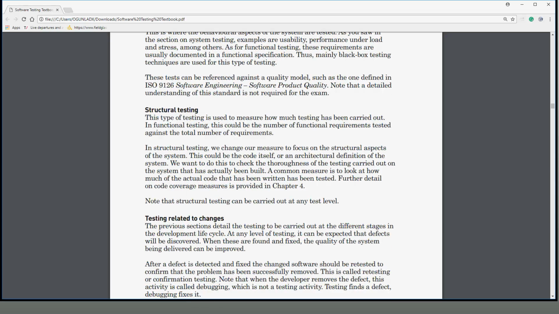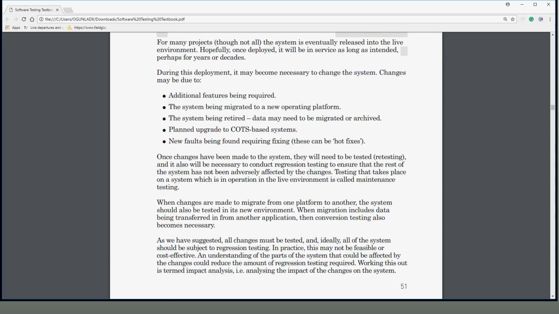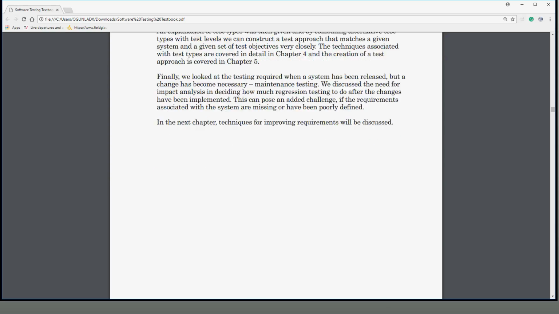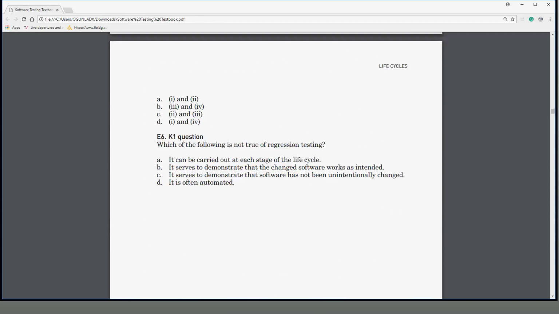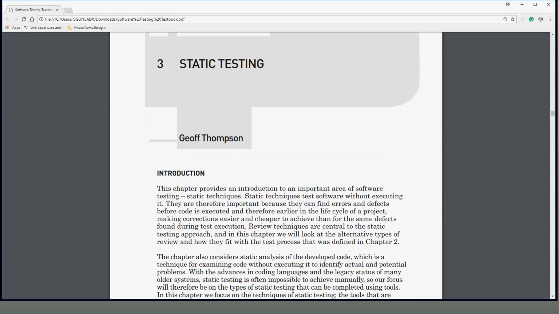I don't want to waste time on this. Maintenance testing, yeah. I know I've sped past most of these things. Static testing, I don't want to waste a lot of time. It's basically reviews: reviewing your code or reviewing your requirements.